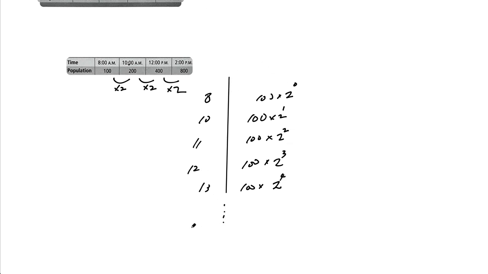Okay, so at 6 p.m. in 24-hour clock, right, is 12 plus 6 is 18. So it's going to be 100 times by 2 to the power what, right?